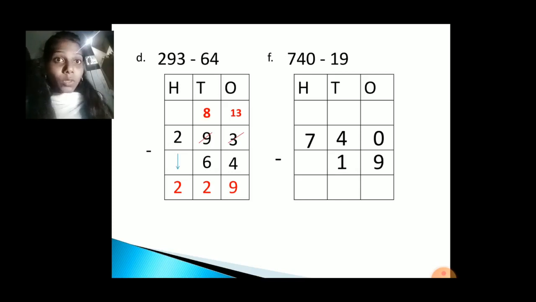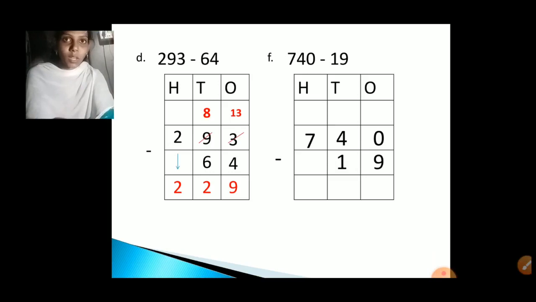So here we have to subtract 0 minus 9. Is it possible? No. 0 means nothing. Right? So in this condition, what we will do? We will borrow from the tens column. From the tens column, 10 plus 0. So 10 plus 0 equals to how many? 10 only. Instead of 0, what we will write? 10. Now we will subtract 10 minus 9.